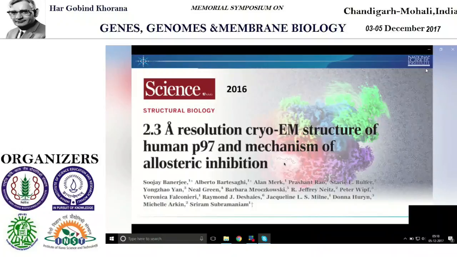This was the first example of the application of cryo-EM to a clinical target, and also the first example where we showed that a small molecule could be visualized at essentially atomic resolution when bound to a protein target such as P97.